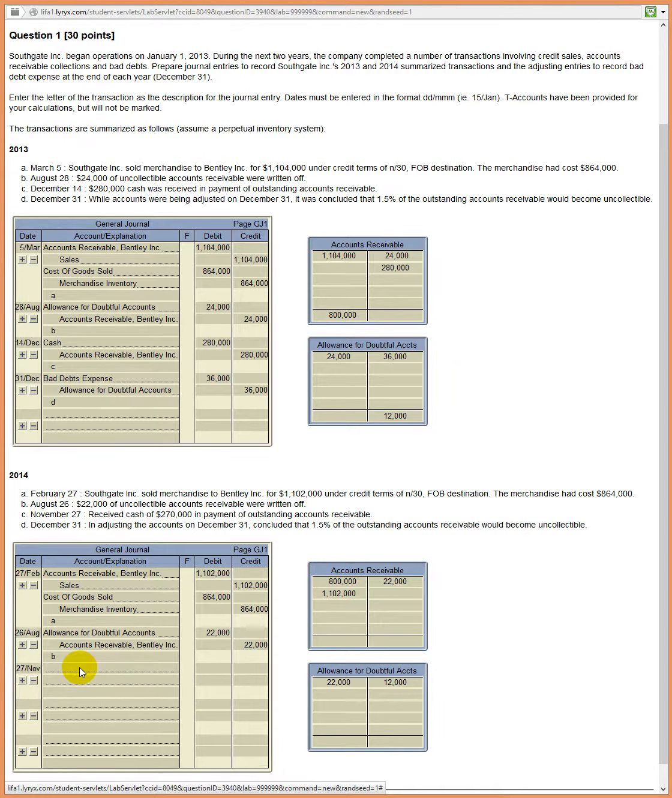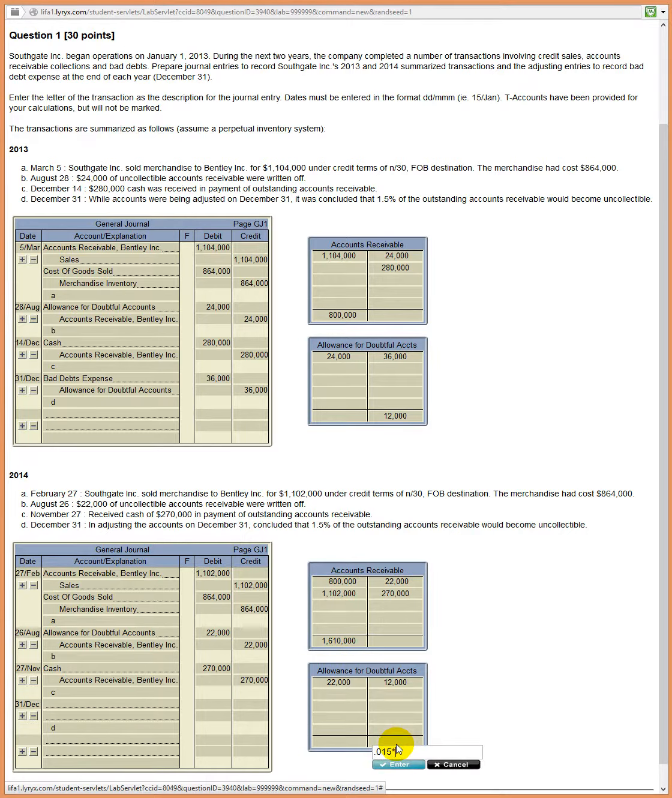Then at the end of the year, we have one more transaction to do. Transaction D. Here we need to figure out what the allowance for doubtful accounts entry will be. And in order to do that, we need to note 1.5% of the outstanding accounts receivable will be uncollectible. So we're going to need to figure out what the outstanding accounts receivable actually is. So we've got 800,000 opening balance. We added 1,102,000. And then we subtracted 22,000 for a write-off, and then we subtracted 270,000. So 1,610,000. And of course 1.5% of that is the amount of the allowance for doubtful accounts, $24,150.